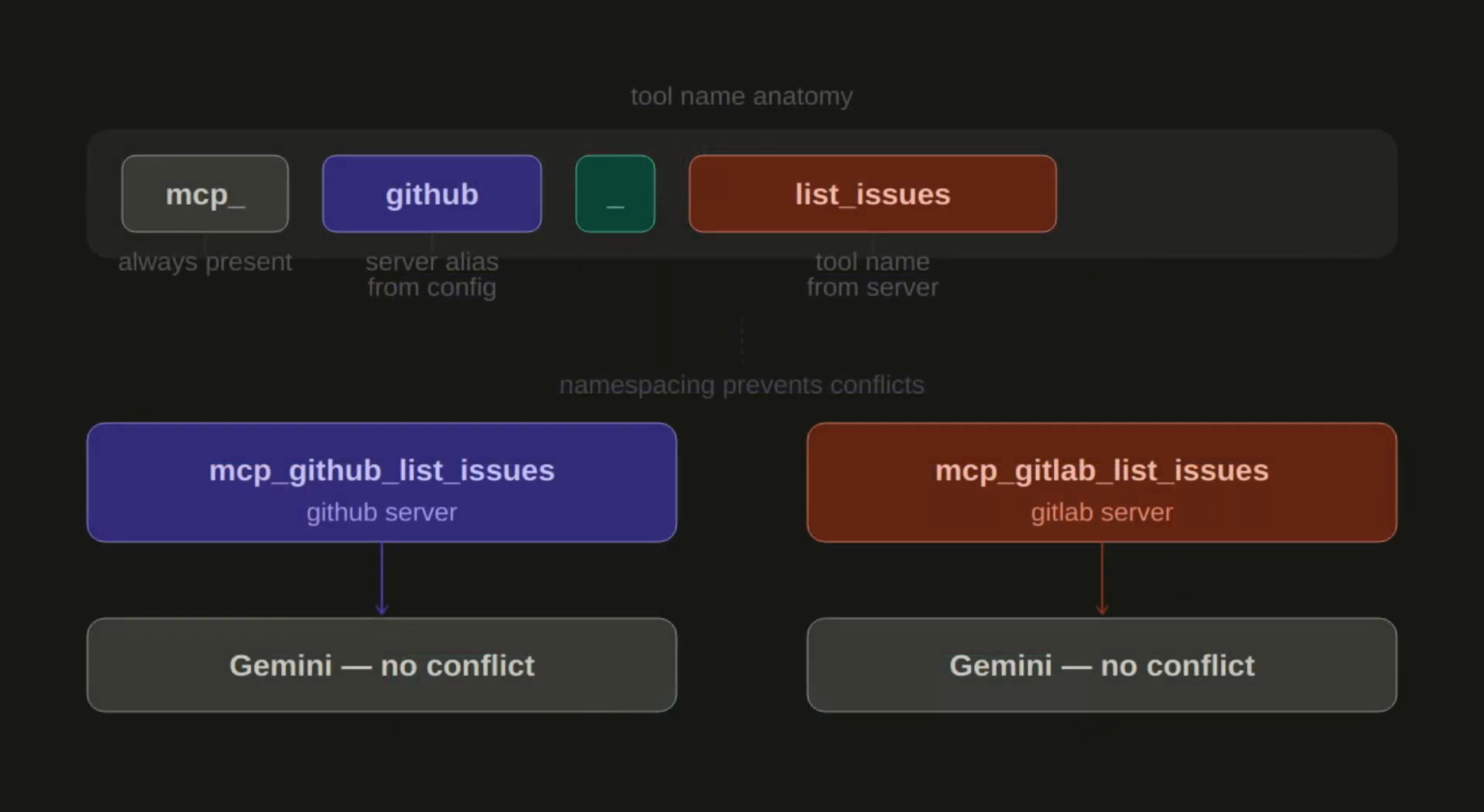Once a server is connected and verified, its tools are available to Gemini exactly like built-in tools. You don't call them explicitly, you just describe what you want and Gemini decides which tool to use. You will notice MCP tool names in the session follow a specific pattern. Every tool is prefixed with MCP underscore and the server alias you defined in config. So a GitHub list issues tool appears as MCP GitHub list issues. This name spacing is automatic and prevents conflicts when multiple servers expose similarly named tools.